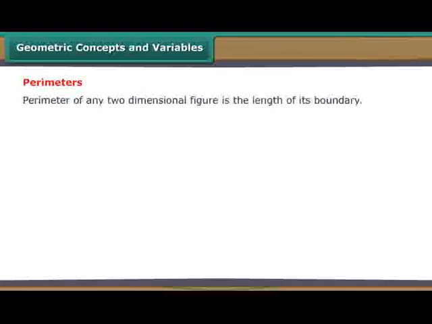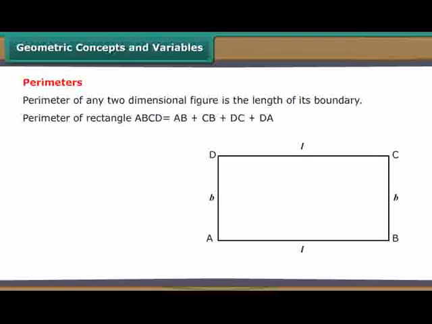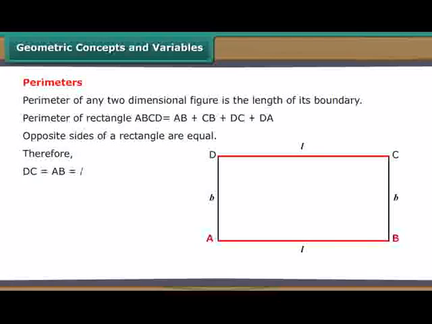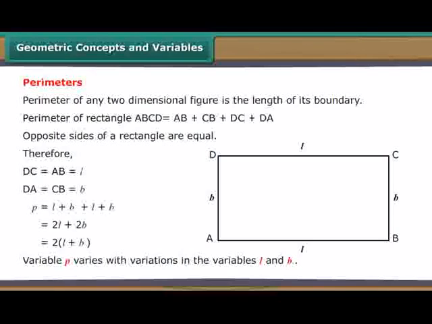Perimeters. Perimeter of any two-dimensional figure is the length of its boundary. Perimeter of rectangle ABCD is equal to AB plus CB plus DC plus DA. Opposite sides of a rectangle are equal. Therefore, DC is equal to AB is equal to L for length. DA is equal to CB is equal to B for breadth. If perimeter is represented by the variable P, then P is equal to L plus B plus L plus B is equal to 2L plus 2B is equal to 2 bracket starts L plus B bracket closes. Variable P varies with variations in the variables L and B.